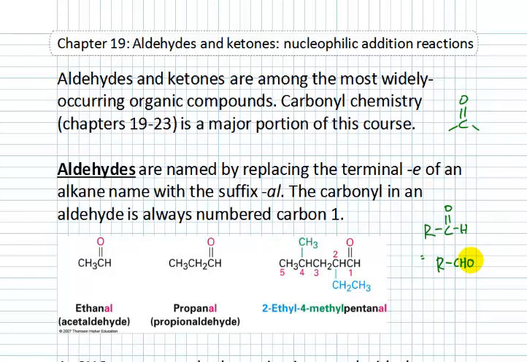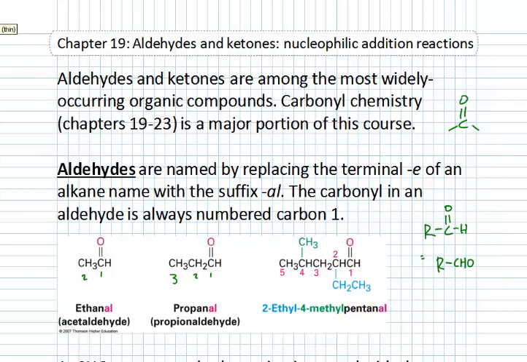To name an aldehyde, it's going to be very similar rules to alcohols. We'll replace the terminal E of an alkane name with the suffix -al. Because in an aldehyde the carbonyl is always on the end, that's always going to be carbon number 1 of the carbon chain anyway. So here's ethanal, here's propanal, here's a little more complicated compound, 2-ethyl-4-methylpentanal, right? Same thing, 1, 2, 3, 4, 5.